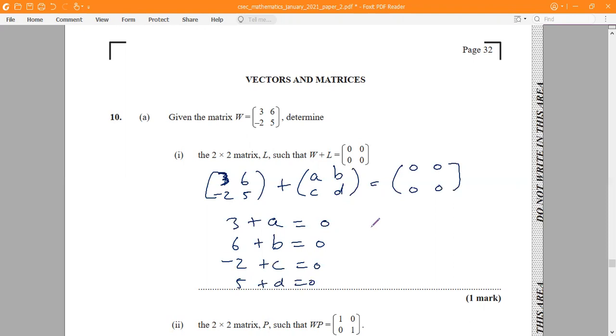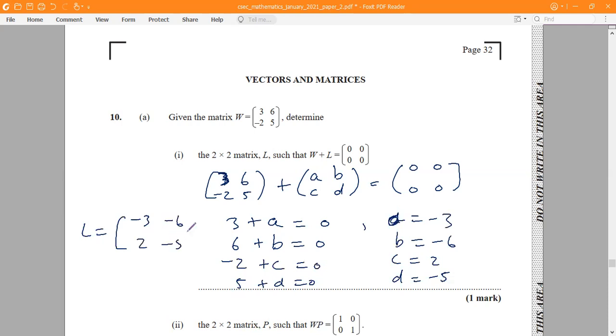So when we solve these equations, A will be equal to negative 3, B will be equal to negative 6, C will be equal to positive 2, D will be equal to negative 5. The resulting matrix capital L would be negative 3, negative 6, positive 2, negative 5. That's our answer.